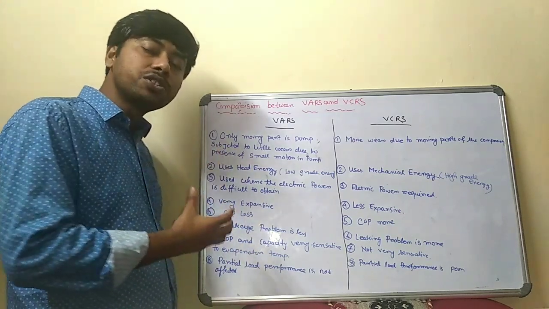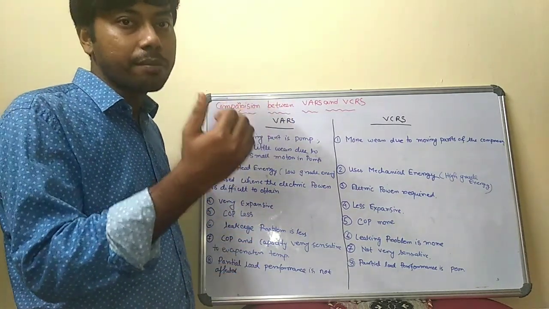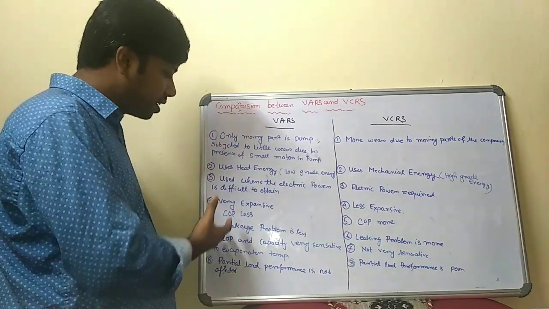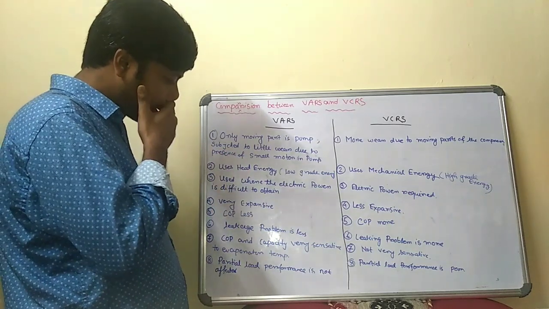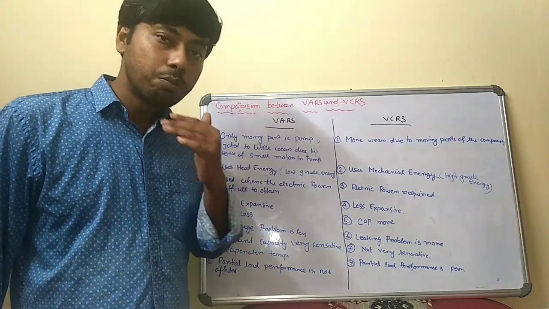Similarly, the COP means coefficient of performance. As you know, coefficient of performance is net refrigerating effect divided by net work done. So in case of the VR cycle, or the VR system, the COP is less, but in case of VCR, the COP is more.